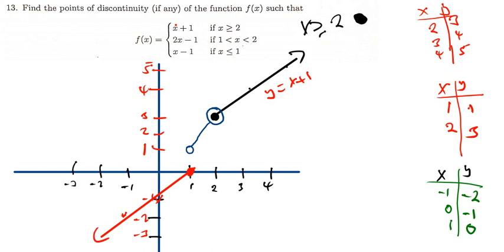The question is, find the points of discontinuity, if any, of the function f of x that we have been given here. The point where it's going to be discontinuous is the point where you are going to have an open circle. Does that make sense? The point where you're going to have an open circle, at that point it is discontinuous.